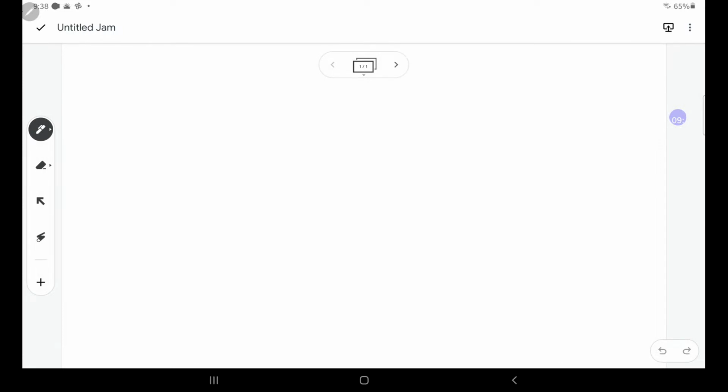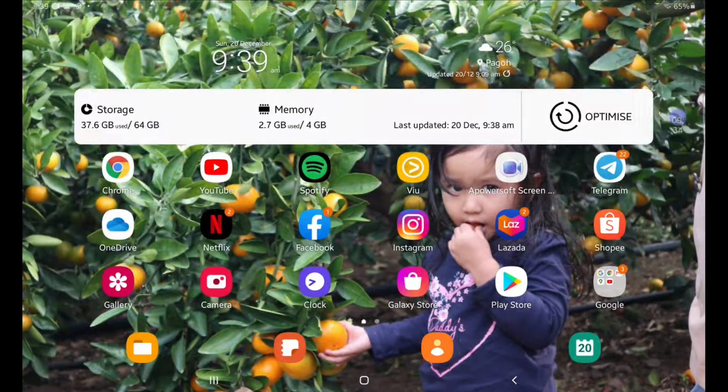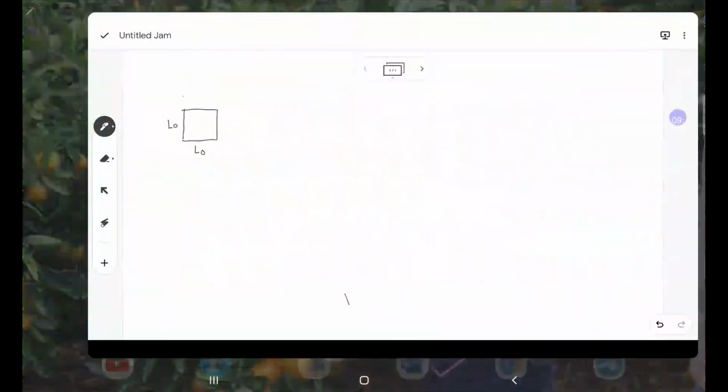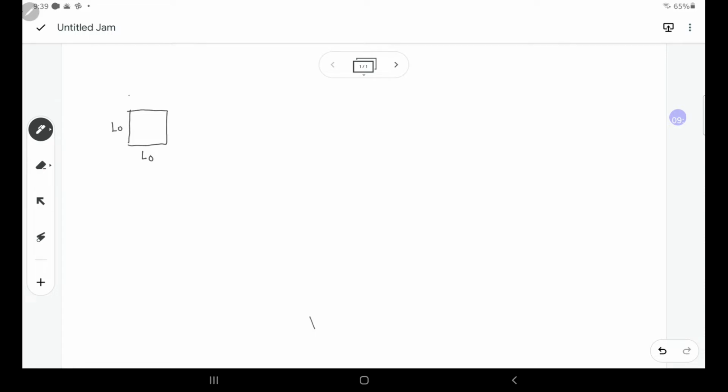Okay, so for area expansion, for example, you have an area of a square. The original length is L naught, right? So when you have a change of length, usually it will change the surface area.